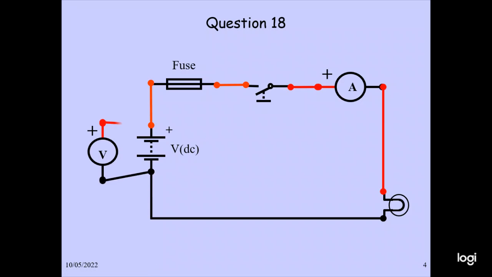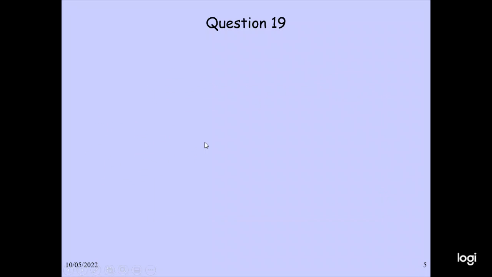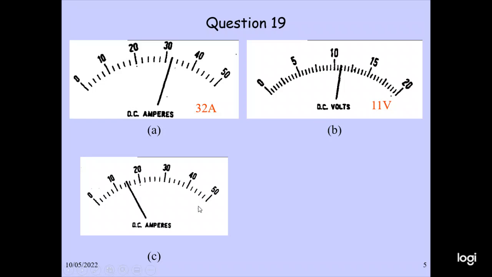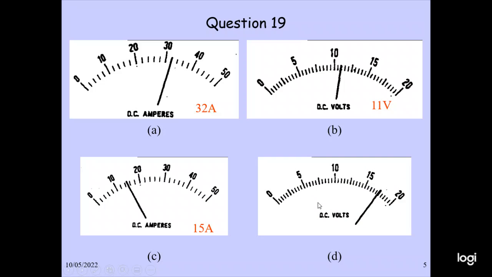So this is connection of the voltmeter, fuse, switch, ammeter, and lamp. So this is measurement of voltage. This is a DC meter. This is reading 32 ampere. This is 11 volt. The DC meter 15 ampere. This is 17.5 volt.